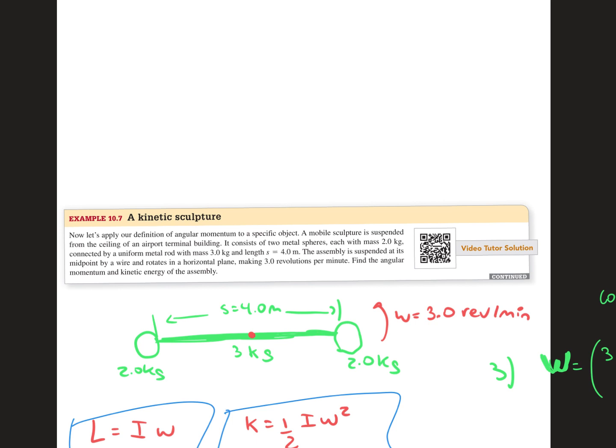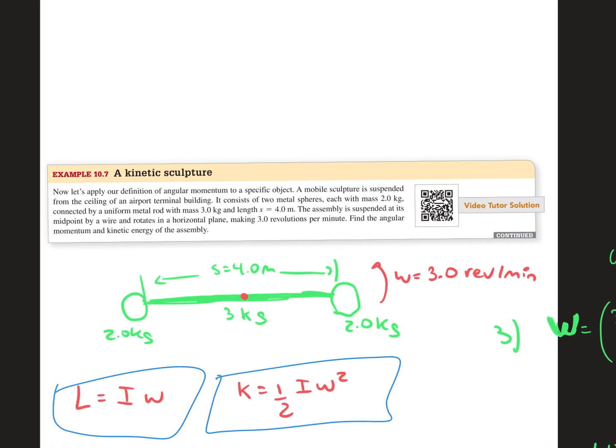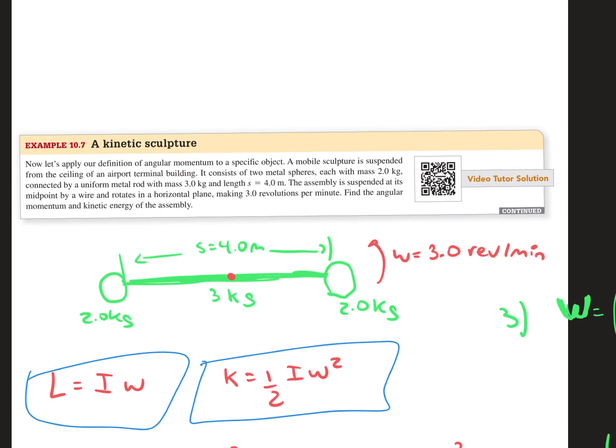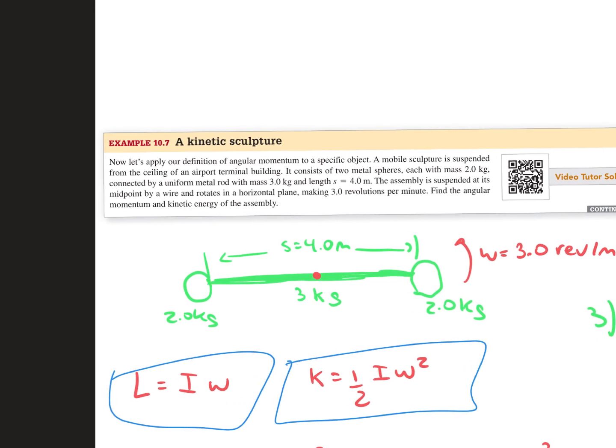So in this problem, we got the following. We have a mobile sculpture that is being suspended from the ceiling of an airport terminal building. It consists of 2 metal spheres, each with a mass of 2 kilos, connected by a uniform metal rod with a mass of 3 kilos and a length of 4 meters. The assembly is suspended at its midpoint by a wire, and it rotates in a horizontal plane, making 3 revolutions per minute. The question is to find the angular momentum and the kinetic energy of the assembly.